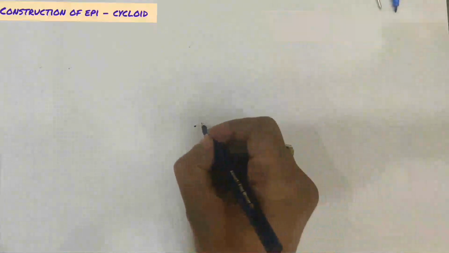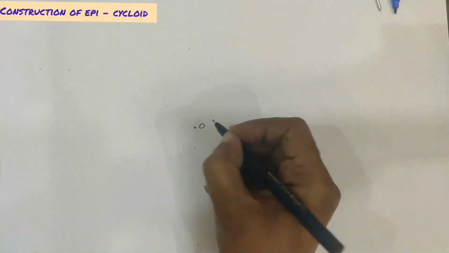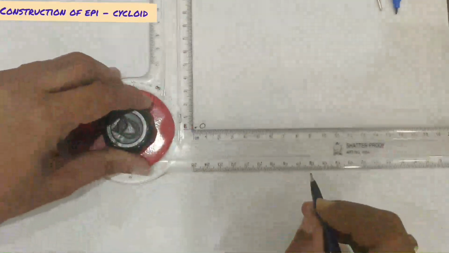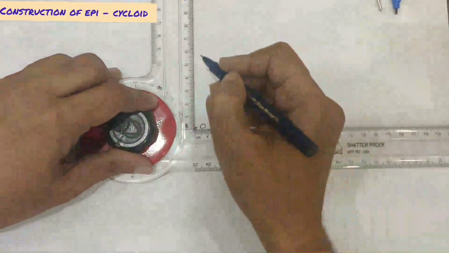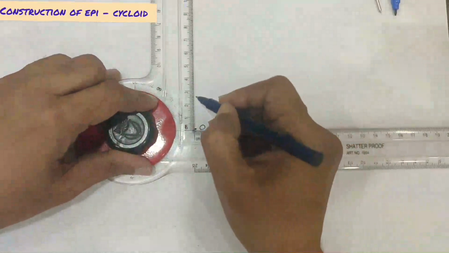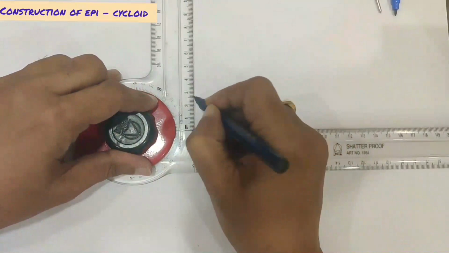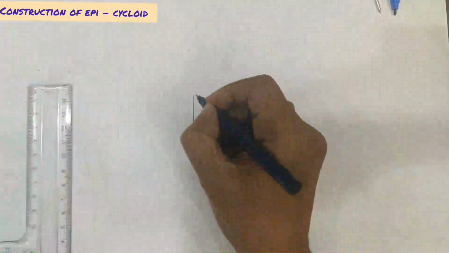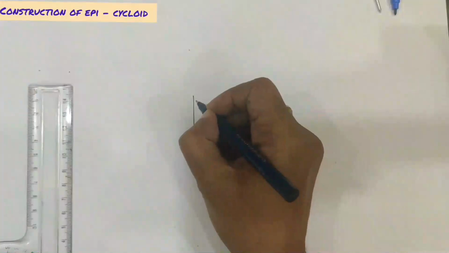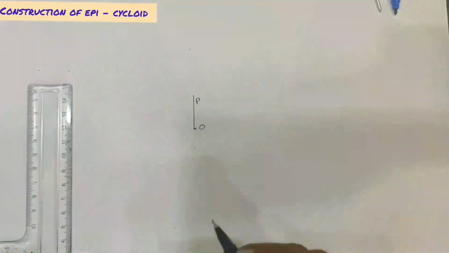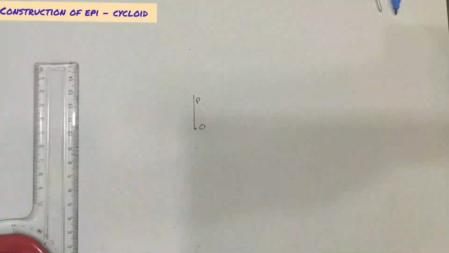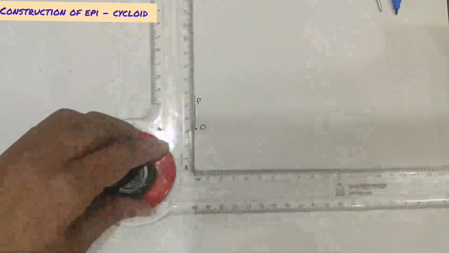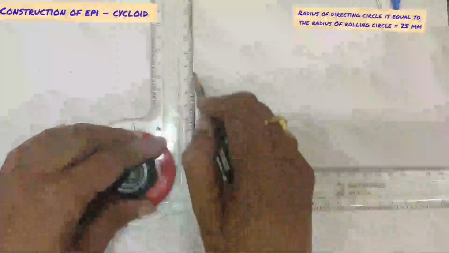Look at a point O. This is the center of the directing circle. Then O as a center, radius of the directing circle, that is 25 mm. Draw a line. At the end of this line, locate a point P. After that, extend OP line so that we locate center of rolling circle.